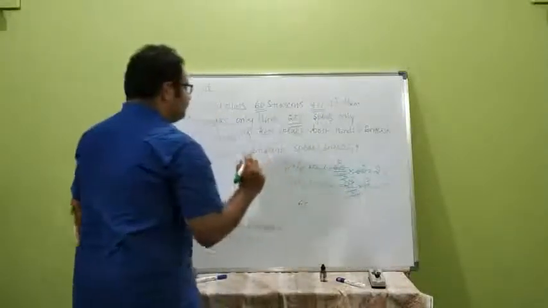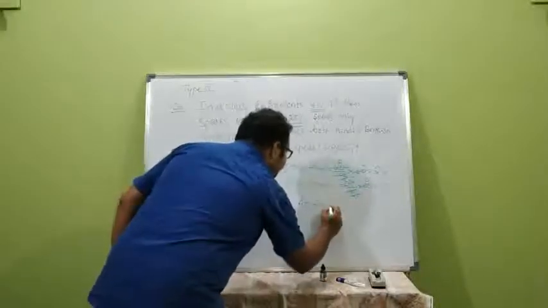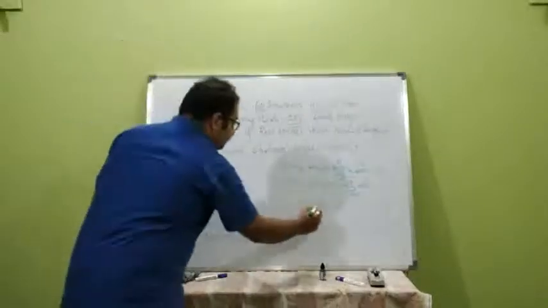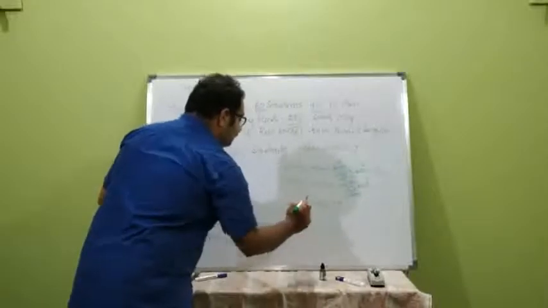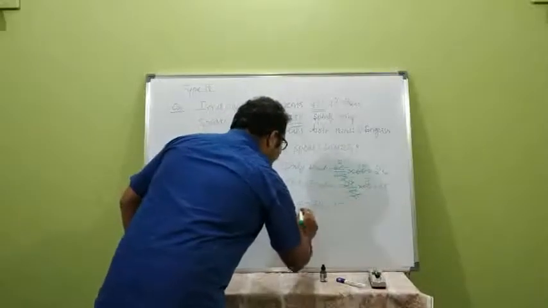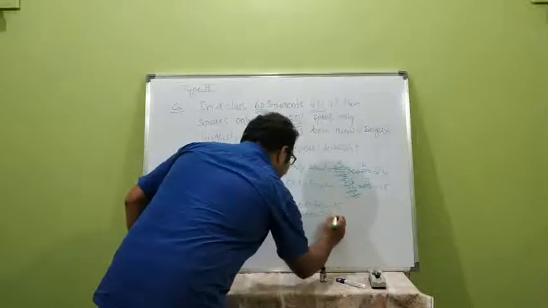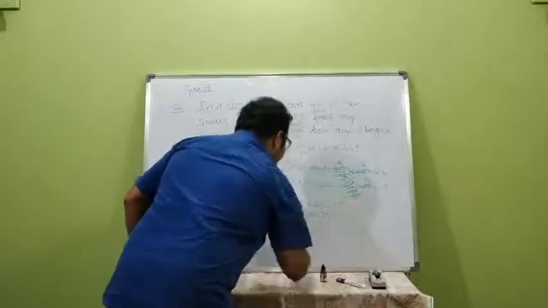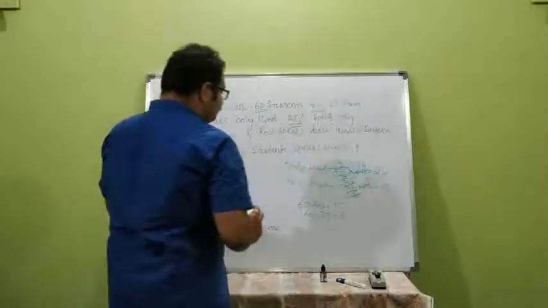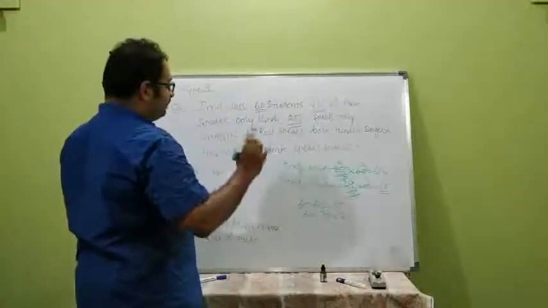Among the 60, 24 students speak only Hindi. 15 students speak only English. So 24 plus 15, the result is 39. 60 minus 39 is 21. So 60 minus 39 is 21. You get the answer. Only English is 15.